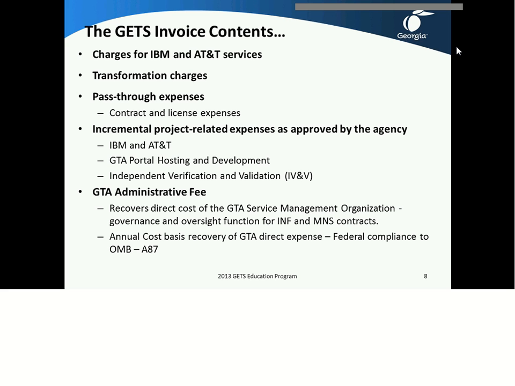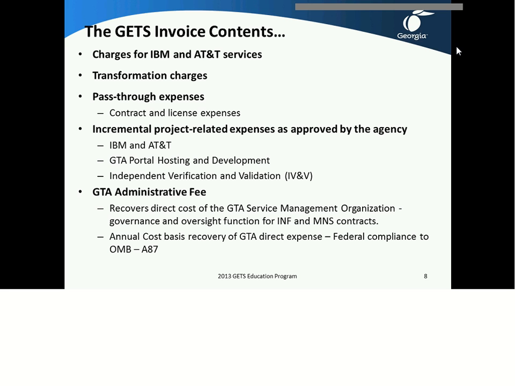So the GETS invoice contents are charges from IBM and AT&T for their services, transformation charges. This will be covered in detail in a later session. There was an $83 million investment by IBM and a $38 million investment by AT&T that we bill out each month through the GTA invoice.